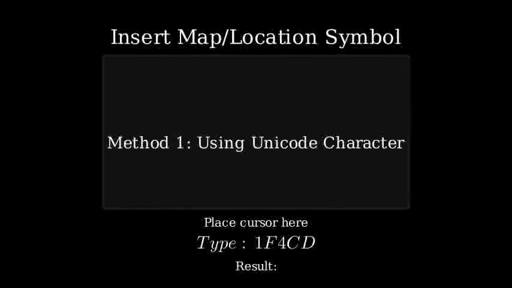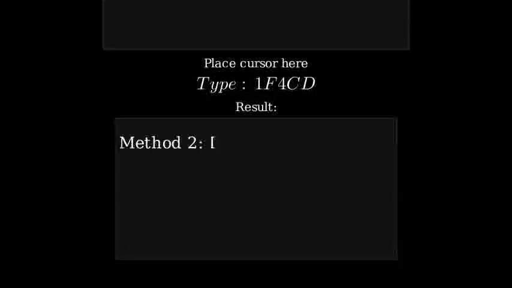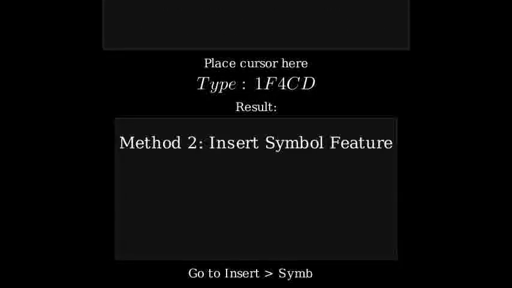Now let's move on to method 2, using the Insert Symbol feature in Word. First go to the Insert tab in Word, click on Symbol, and select More Symbols from the drop-down menu. In the Symbol dialog box, choose a font that supports Unicode, such as Segoe UI Emoji. Scroll through the list or enter the Unicode number in the character code box. Click Insert to add the symbol to your document.